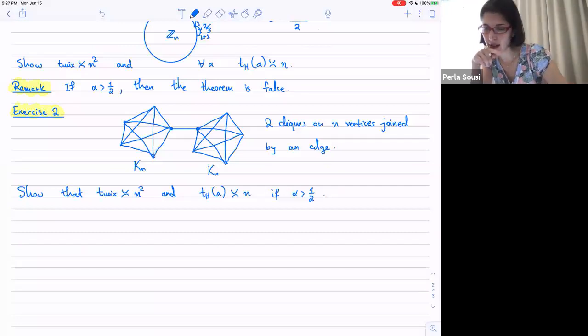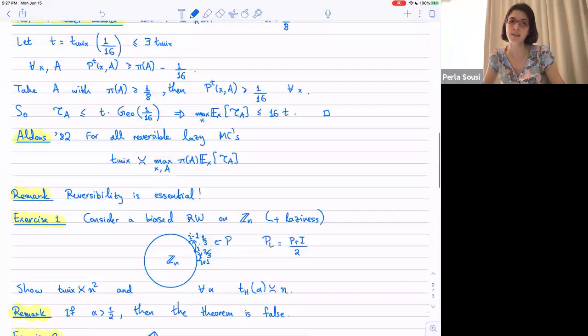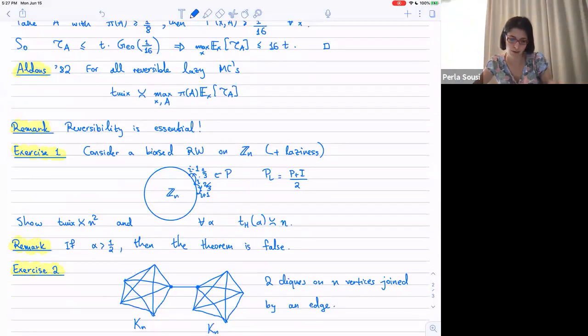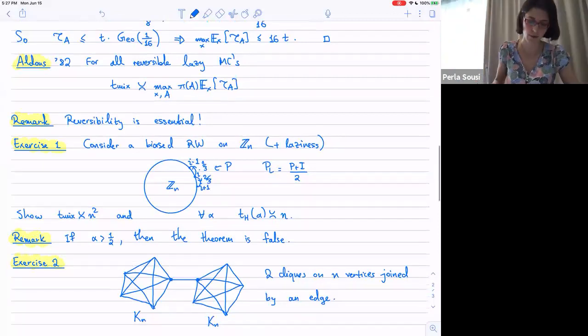Yeah, so I'm just looking at the chat now. That's right. So the lower bound doesn't require reversibility. This is true for all Markov chains, because it just relies on the fact that if we haven't hit a big set, then of course we cannot have mixed. For the upper bound, reversibility is important. And for instance, this example here shows that the lower bound, of course, is still true.